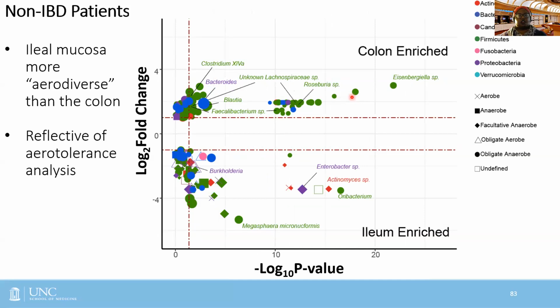Okay, so next we wanted to see what's happening in a non-IBD state between the colon and ileum. As seen in the aerotolerance analysis shown before, the ileum is a much more aerodiverse environment than the colon. We have more facultative anaerobic species, as well as some obligate aerobic species, as seen by the triangles and X's of aerobic species, and we see more facultative species as well. But we also see obligate anaerobes, though not as many as we see enriched in the colon. This is reflective of the aerotolerance analysis that we performed earlier, where we saw that the colon was a much more anaerobic environment than the ileum.